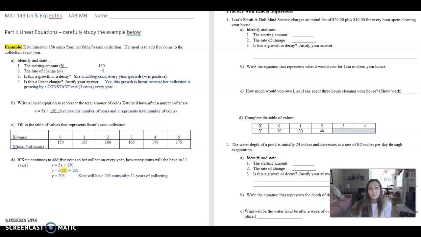I wanted to go over some highlights for the linear and exponential lab this week. This lab is a little bit longer than what we've done in the past, and this is just a concept that sometimes students struggle with. So let's look at the first one. I have an example here.